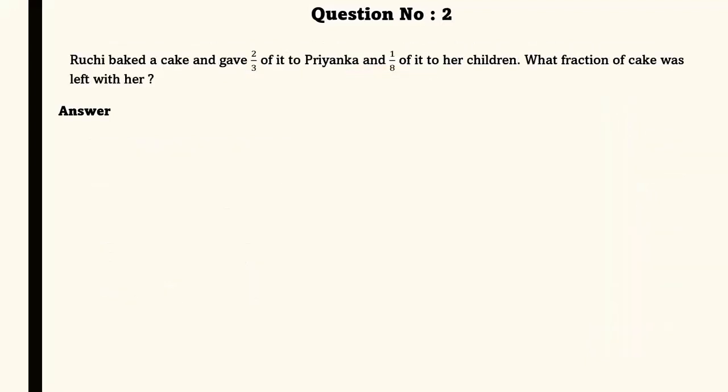Question 2. Ruchi baked a cake and gave 2 by 3 of it to Priyanka and 1 by 8 of it to her children. What fraction of cake was left with her?